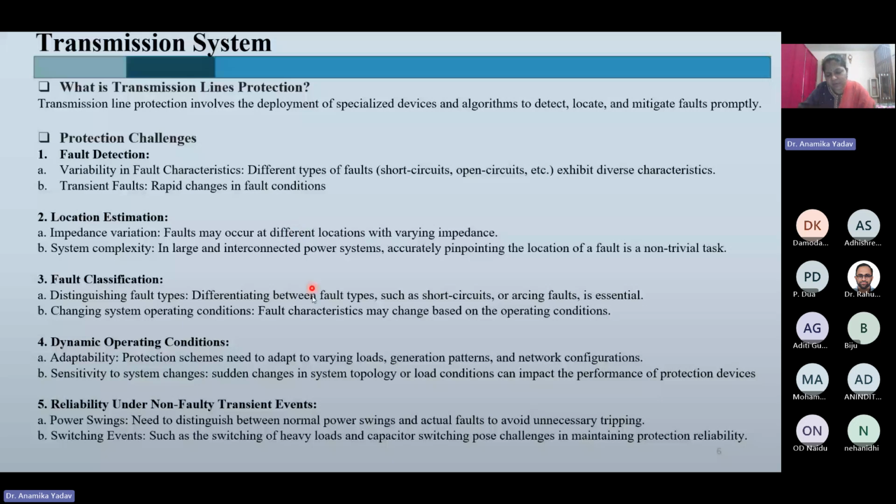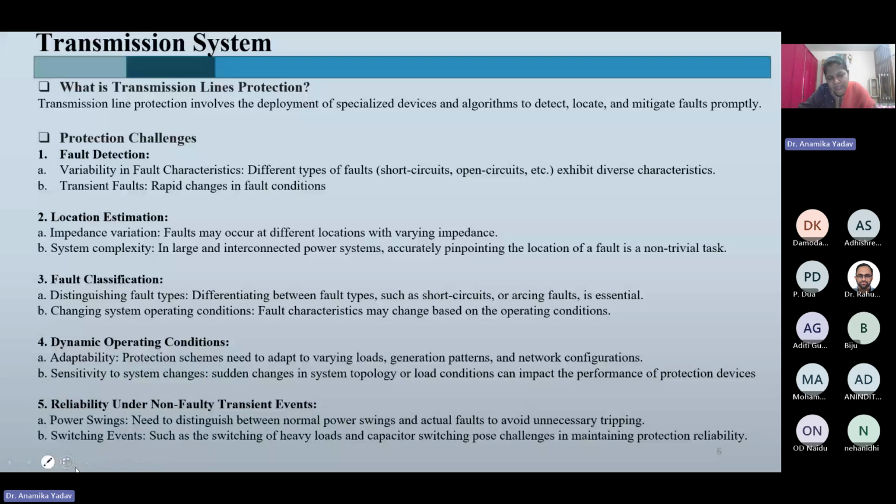That is, if the system is subjected to varying load conditions or varying generation patterns, particularly through DGs, which are highly intermittent, and network reconfiguration, then the protection scheme should not treat all these cases as faulty, because they are dynamic operating conditions to which the system is subjected. The protective relaying scheme should consider them as healthy conditions in general. And there is reliability under non-faulty transients, particularly power swing and switching events.